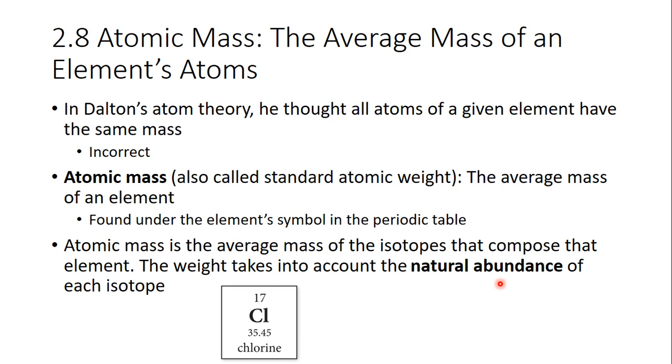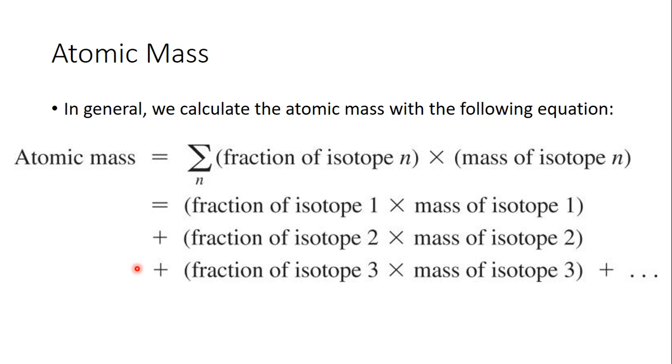So let's take a look at the formula for finding out atomic mass. We calculate atomic mass using the following equation. Atomic mass equals the sum, this sigma means sum, of n. N means how many isotopes we have. So do this operation for the number of isotopes we have. So we sum the fraction of isotope number n times the mass of isotope number n.